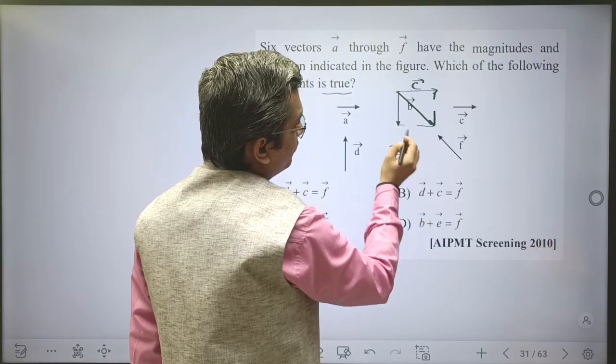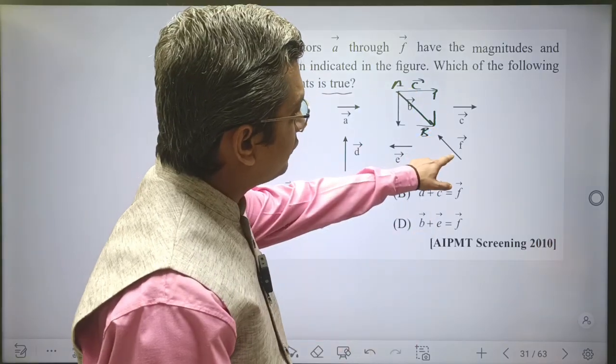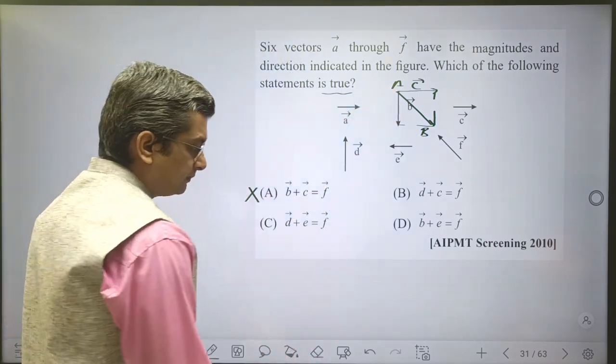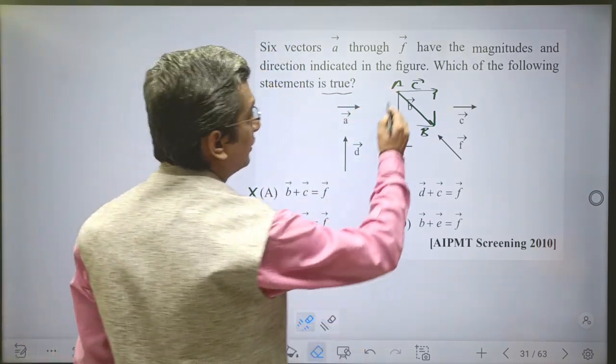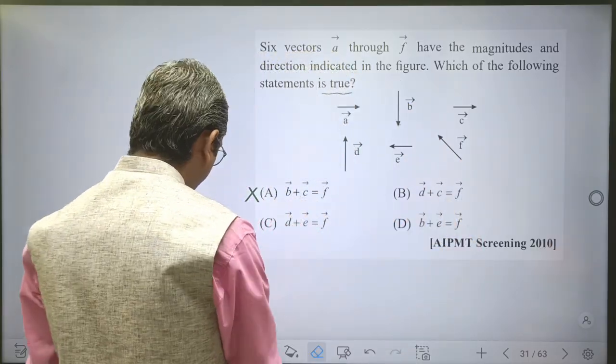So this is b plus c, pointing from this point A to B. But the direction of f is opposite to this value. So this is not correct, isn't it? So this is not correct. So we have like this one. Now second is just check for d plus c is equal to f.